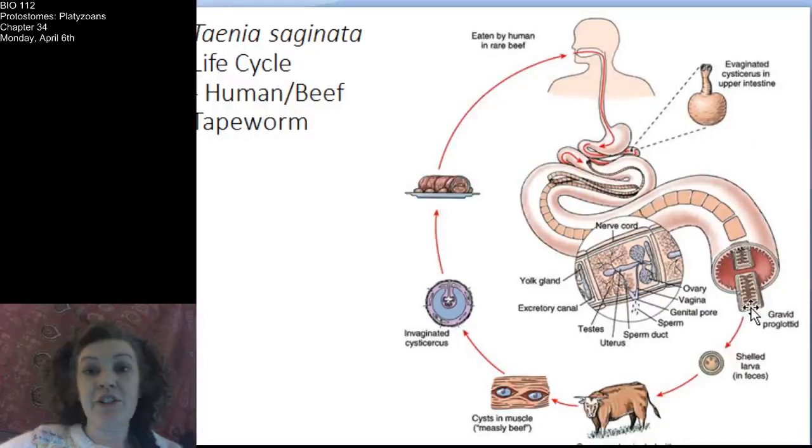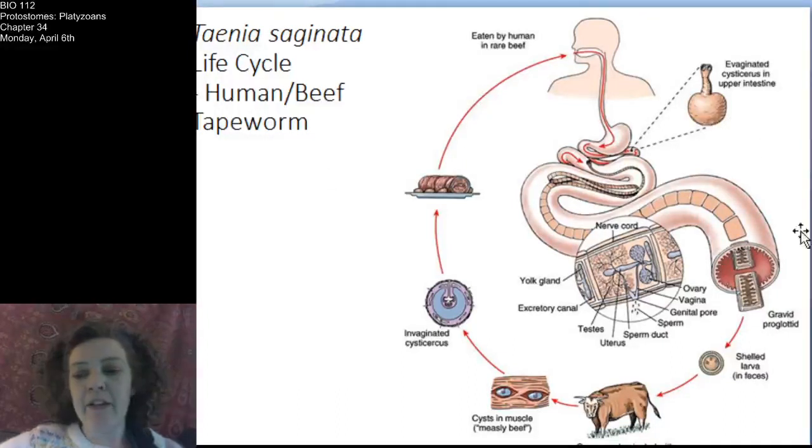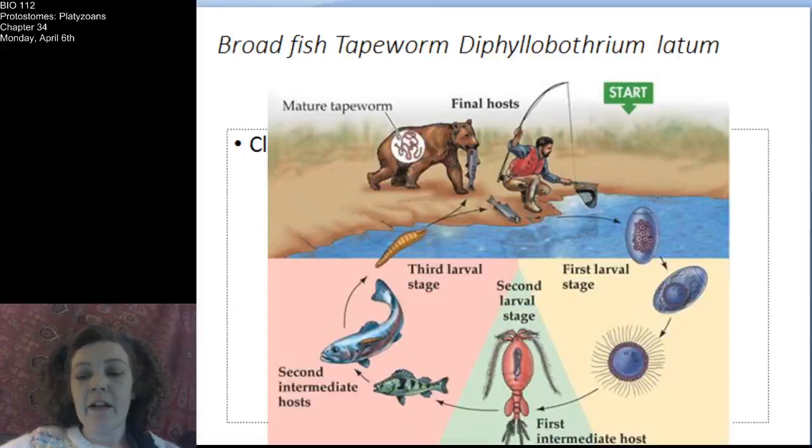At this end, you're shedding old proglottids that are gravid and ready to go. So you have basically this assembly line of reproduction. Okay, and that gets out again. That's shed in the feces of the human, and if you have an area with not so great sanitation, that sewage gets out and can infect grass that the beef feed on. Okay. Another example of this is the broadfish tapeworm.